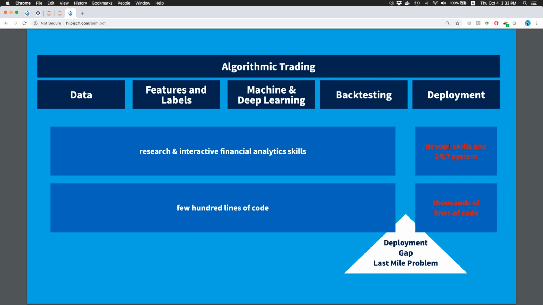DevOps skills, and you want maybe to run, for example, many people I know are interested in cryptocurrency trading. You might want to run a 24/7 system, maybe distributed over different trading platforms if you run arbitrage strategies. And this is the point where you suddenly need to come up with thousands of lines of code, and this is different code. So once you have mastered the research and interactive financial analytics side, it only prepares you, let's say, halfway for the DevOps stuff and everything else that comes on the other end, where you on the millisecond level need to take care of quite a bunch of things. And this is where suddenly the deployment gap widens, and you're faced with the last mile problem of algo trading.